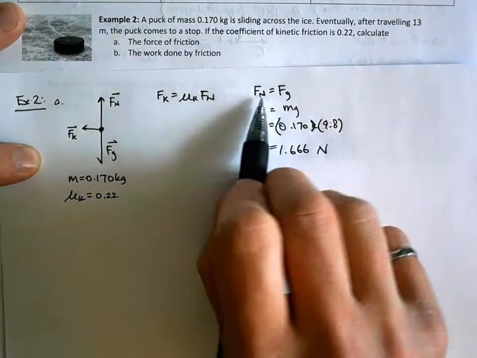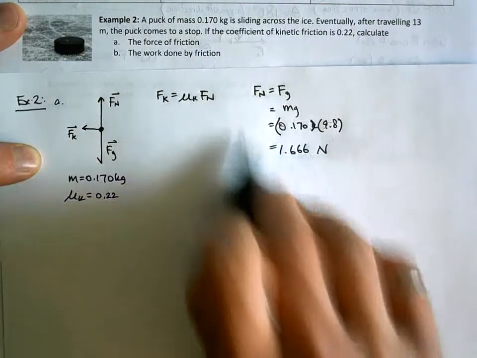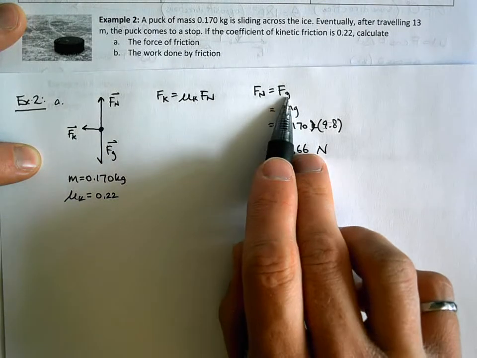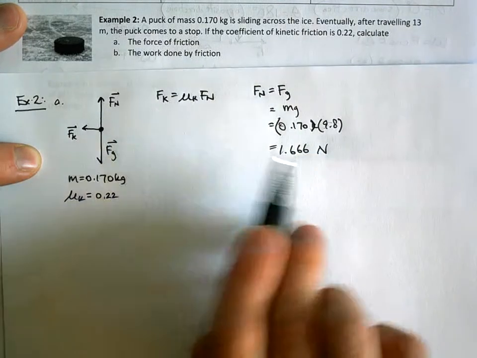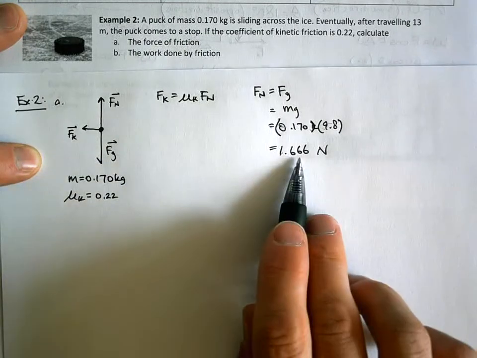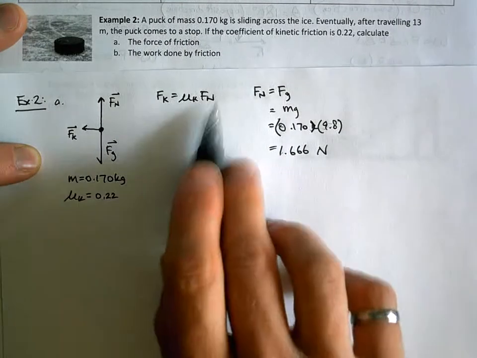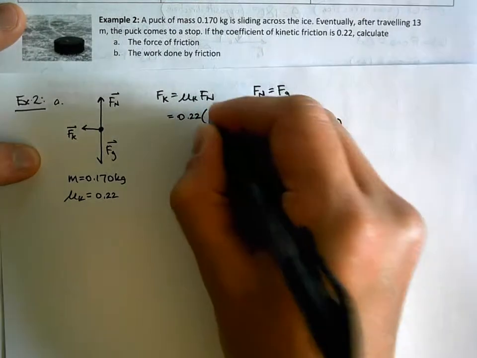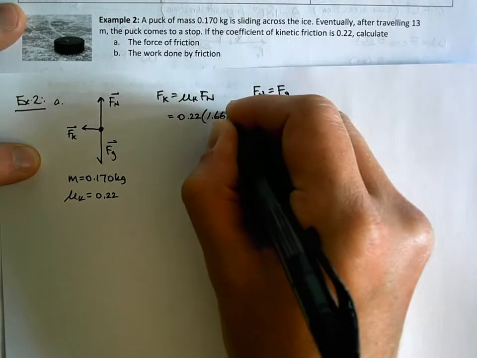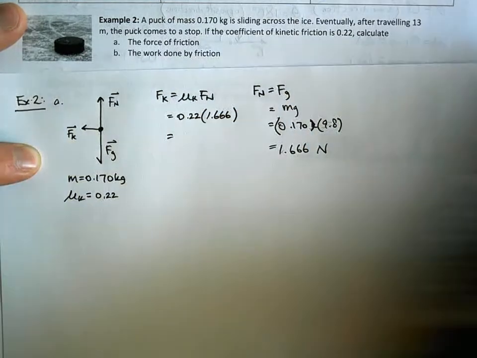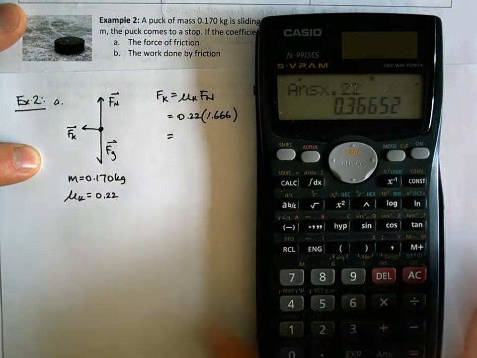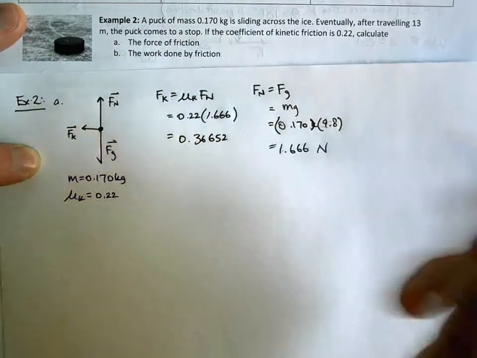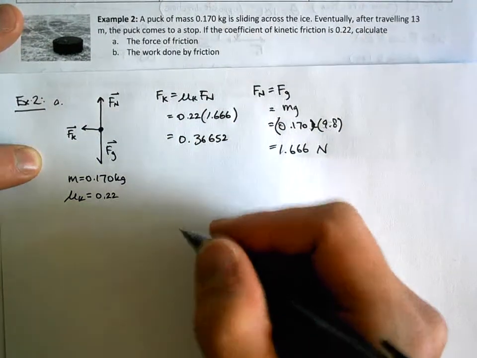Now remember, because I don't have the arrows on top, I'm just dealing with scalars. I know that the value of Fn and the value of Fg are the same because they're balanced. Now I need the value, not the vector, but just the magnitude that I plug into this formula. I multiply it by 0.22, and I get 0.036652. That is the force of friction.